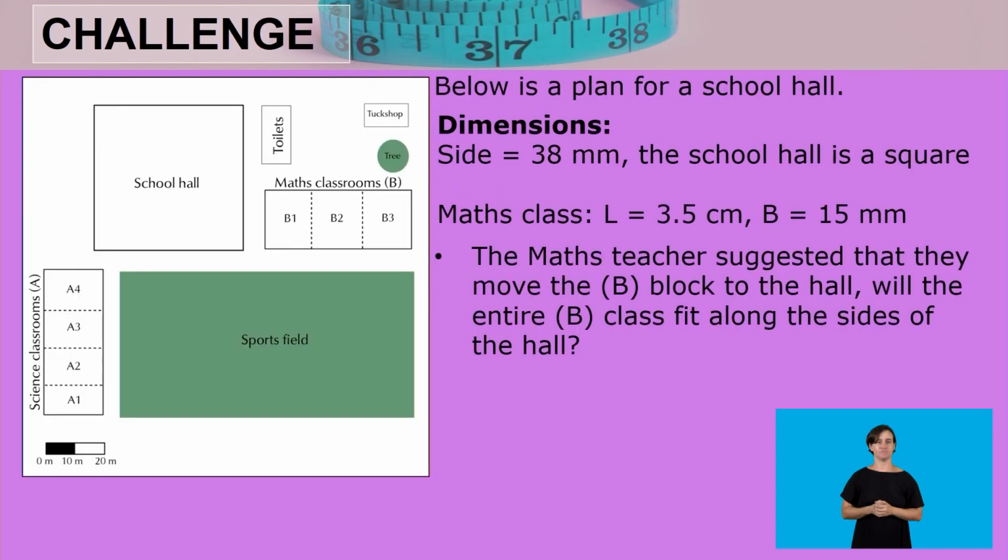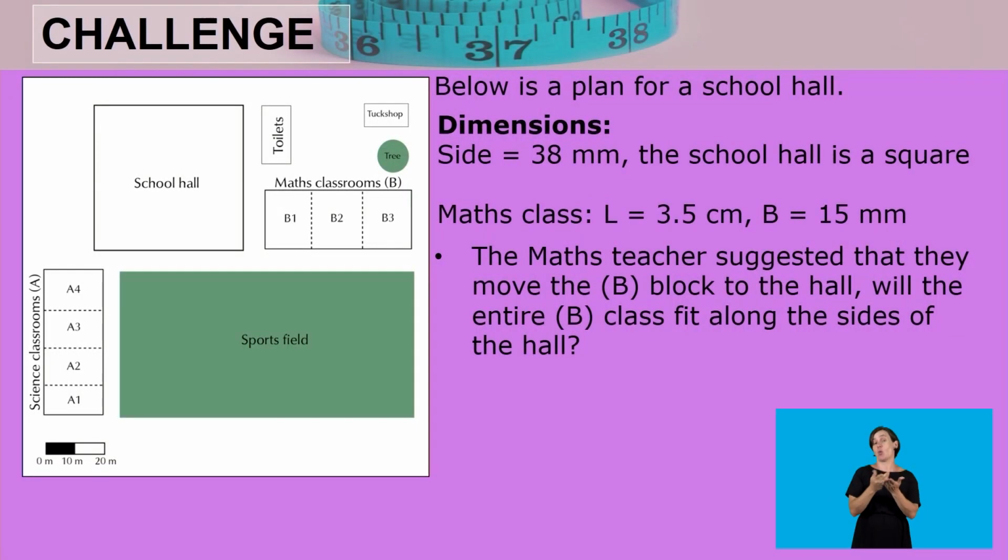Then the challenging question that I want you to do during your spare time is, it's a given a floor plan, a plan of a school hall. You're given that plan and you're given the dimensions. The side is 38 millimeters. The school hall is a square. So you are given the side of a school hall, which is a square, and it's 38 millimeters. The maths class, the length is 3.5 centimeter and the breadth is 15 centimeters.